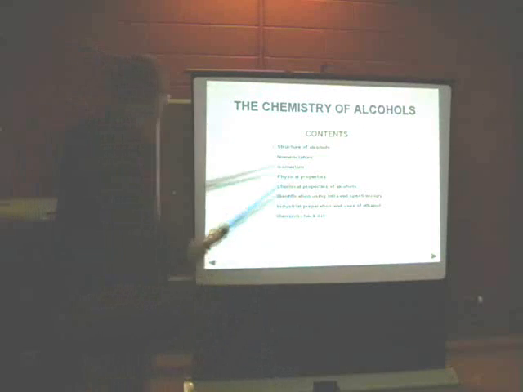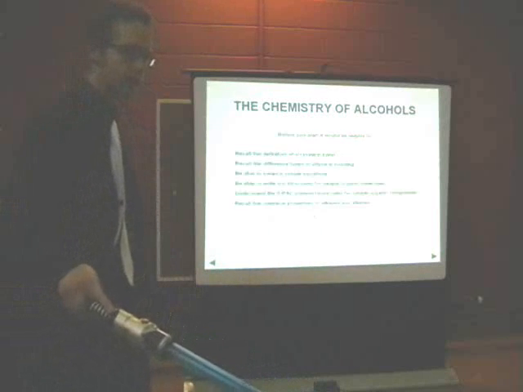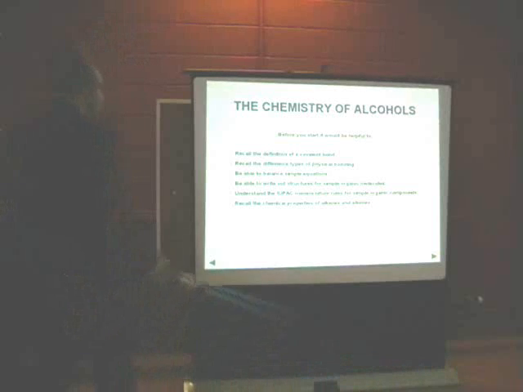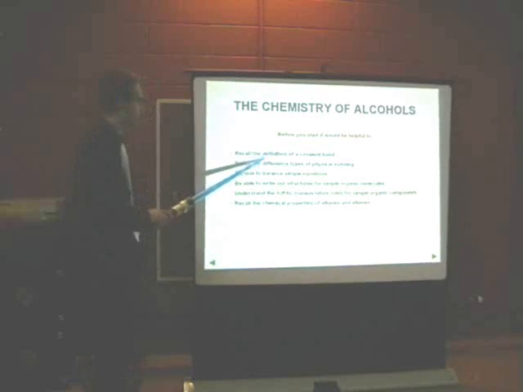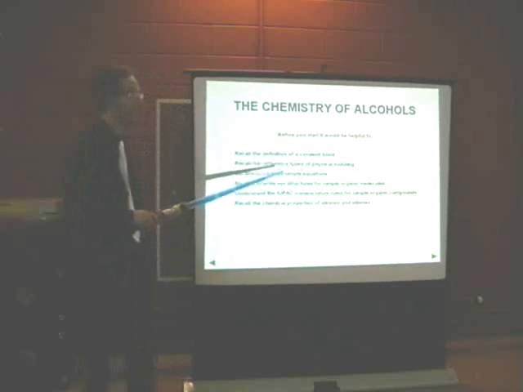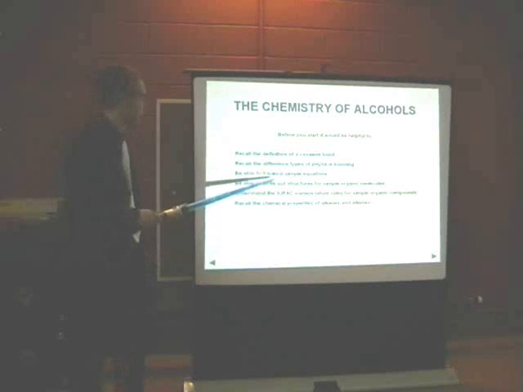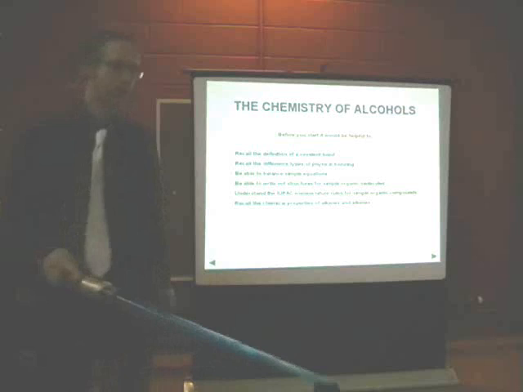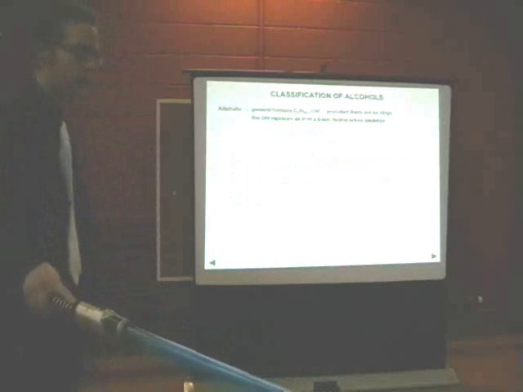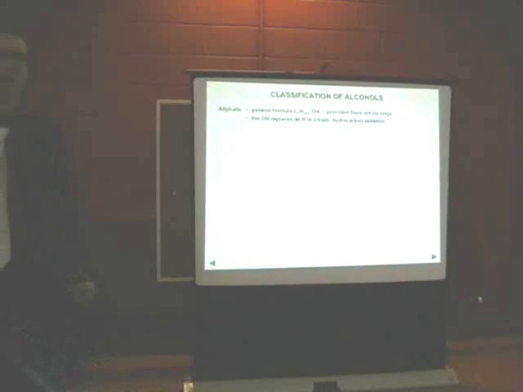So, we're going to go through structures, naming, isomerism, physical properties, and so on. We know the definition of covalent bond is a pair of shared electrons. Recall the different types of physical bonding, as in hydrogen bonding, van der Waals, etc. Be able to balance simple equations, and we can do the rest of it. So, general formula: CnH2n+1OH. That's your alkane alcohol formula.